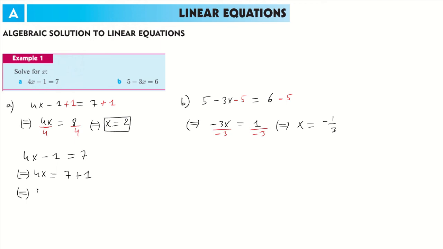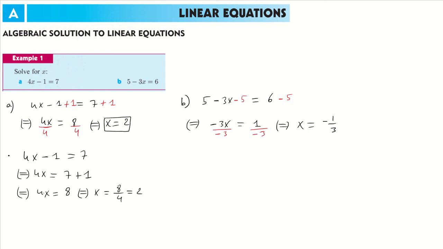So I have 4x, which is equal to 8. And then I have 4 times x. I want to get rid of the 4, so I move it to the right-hand side. On the left-hand side, it's a multiplication. When you move it to the right-hand side, it's the reverse operation, which is a division. So x is equal to 8 over 4, which is equal to 2.